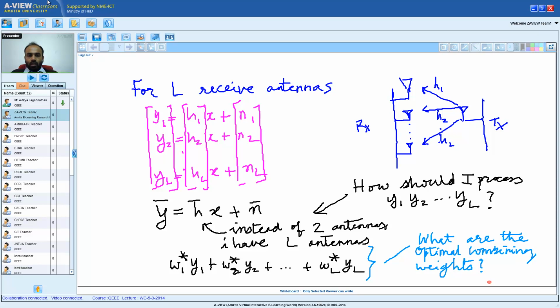GCT is giving me the answer, that is we have to use a maximal ratio combiner. Correct, we have to use the maximal ratio combiner, very good. We have to use maximal ratio combining. Correct, that is MRC. What is the maximal ratio combiner? Can you tell me H bar divided by norm H bar? VCAP is also coming with the correct answer. That is very good. H bar divided by norm H bar.